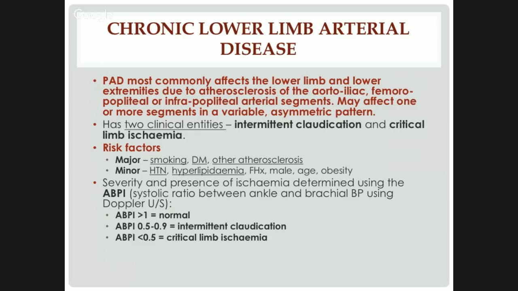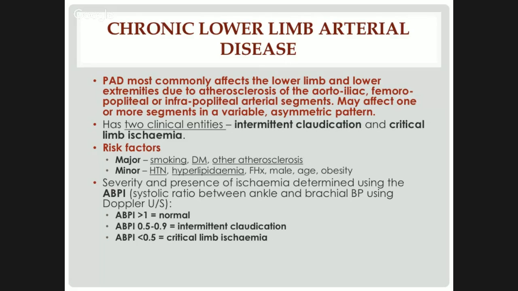Lower limb arterial disease can affect anywhere from the aorto-iliac junctions down into the femoral and popliteal segments, and even further down below the knee in the infrapopliteal blood vessels. The way we think about it is it has two distinct clinical entities. Intermittent claudication, which I'm sure you're all familiar with. Does anyone need a quick revision of intermittent claudication? Everyone happy? I'm just going to assume you know it. And critical limb ischemia, which is the more severe end of the spectrum.